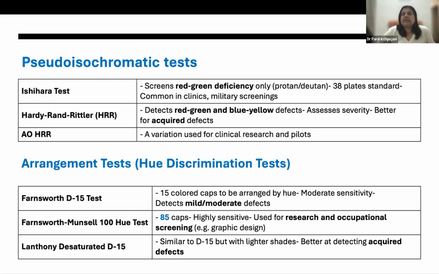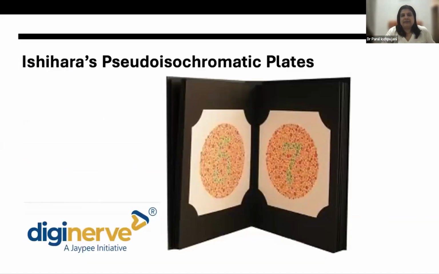Farnsworth-Munsell 100 hue test has 85 caps. This is a very highly sensitive test, and it is used for research and occupational screening. So it's easy sometimes to align 15 caps, but you have to be very precise when you're aligning 85 caps. So Farnsworth-Munsell 100 hue test is more sensitive than the D15 test. Lanthony desaturated D15 is similar to the Farnsworth D15, but here they're making use of lighter shades. This is better at detecting the acquired defects.